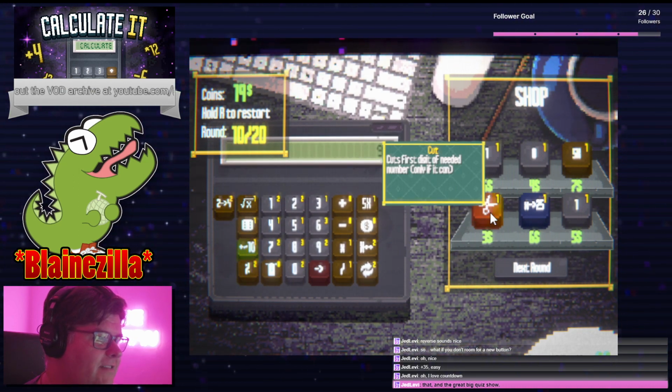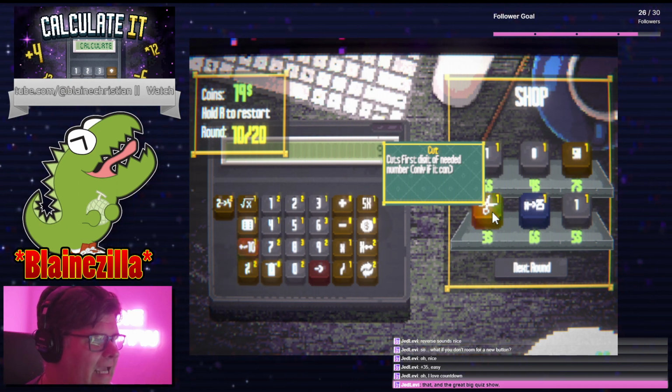Cuts the first digit of the needed number only if it can.